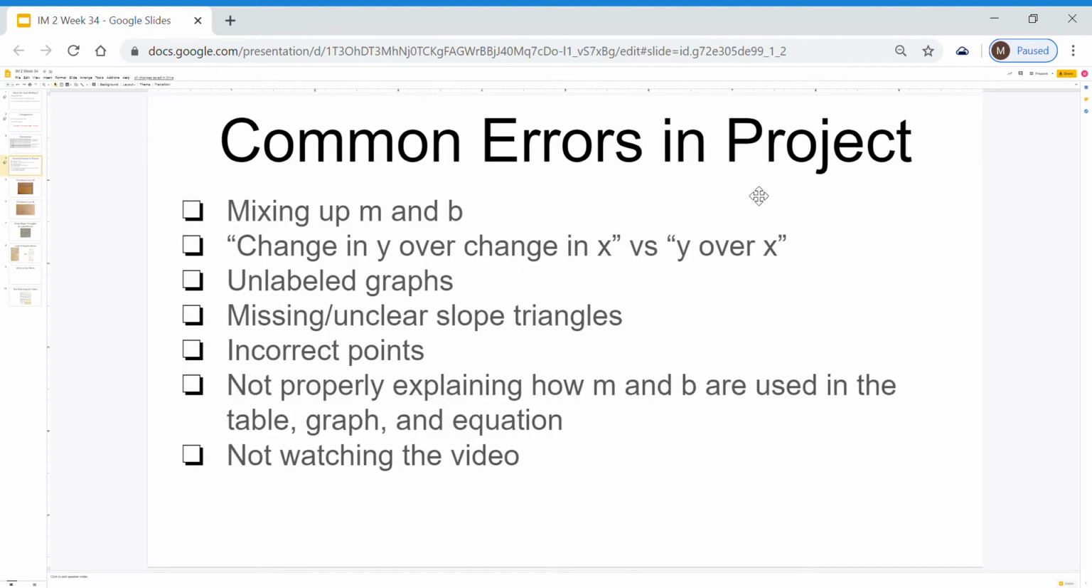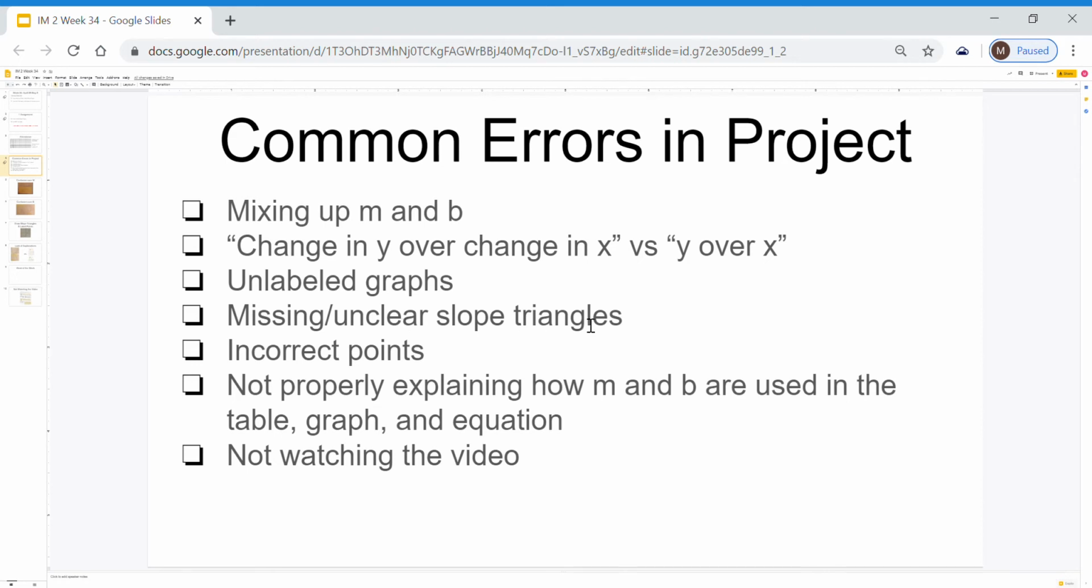So I want to highlight some of the common errors in the project. Some of the common errors include the following: mixing up m and b, writing y over x instead of change in y over change in x. Because when we're talking about slope, we're talking about the change in y over the change in x, not y over x. When graphs are unlabeled, that makes it very difficult to give feedback because we can't tell if you're doing it right or wrong.